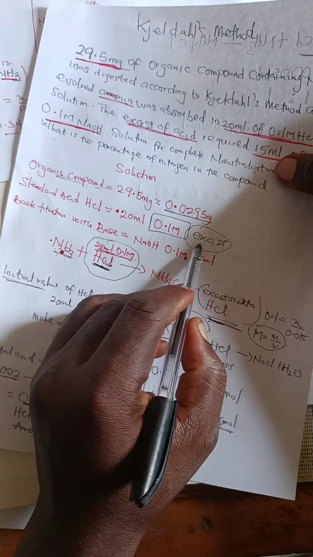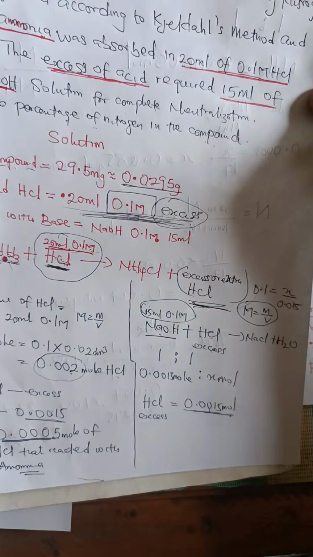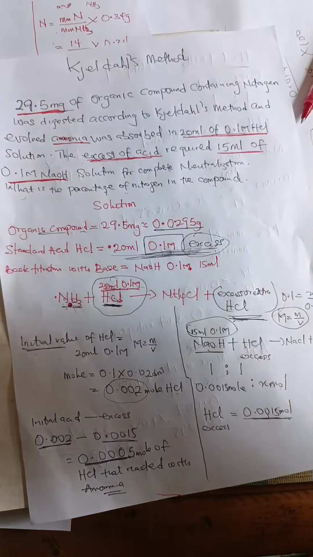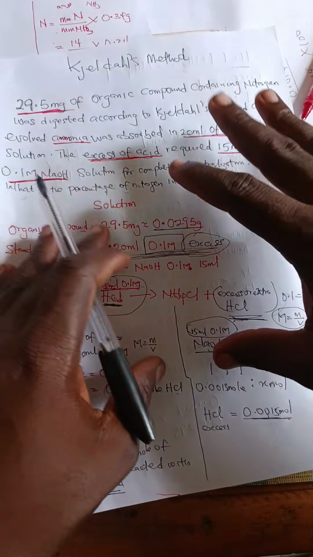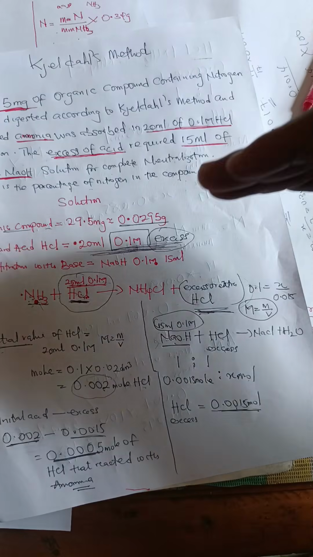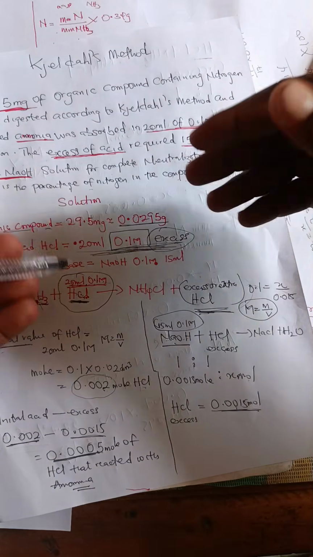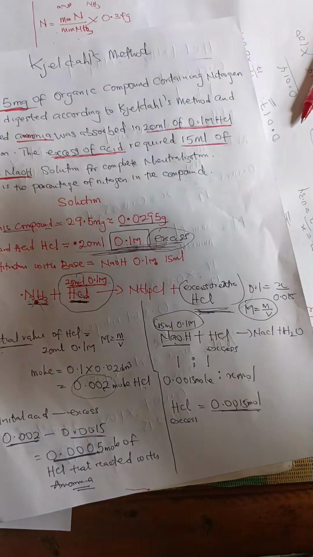Our acid here was in excess. In the first question, the acid was not in excess. So those are the things. The goal is that you need ammonia. You need the exact and correct amount of ammonia. Once you get the correct amount of ammonia, from ammonia you get your nitrogen. Then from nitrogen, you can do the percentage of nitrogen in the organic sample.